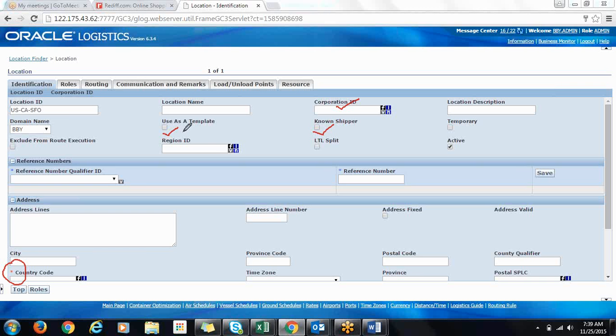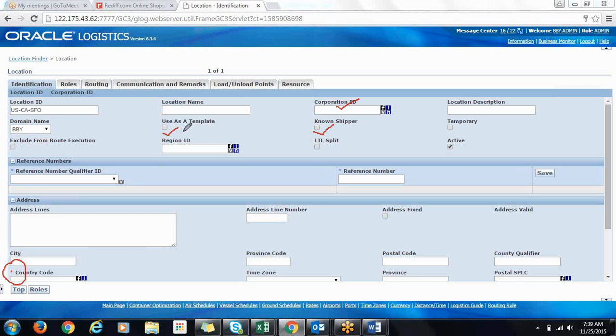So a template is used to create a dummy location with all the valid data, but this location will not be used for operations. Means we cannot create an order using this location. Then what is the use of it? Using this location, I will create other locations which will be used for orders.